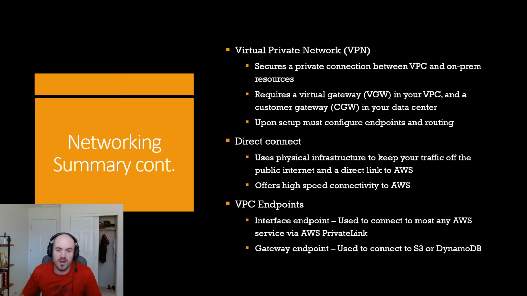VPC endpoints. Currently, there are two primary endpoints that you'll want to remember. There are interface endpoints, which are used to connect pretty much any AWS service via something called the AWS PrivateLink. And then there's gateway endpoints, which are, as of now, only used to connect to S3 and/or DynamoDB.